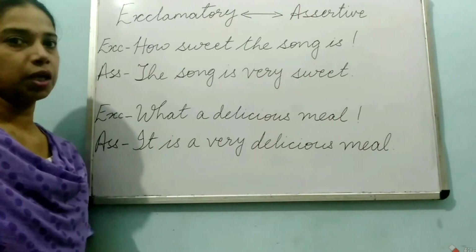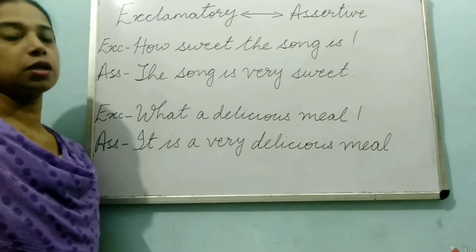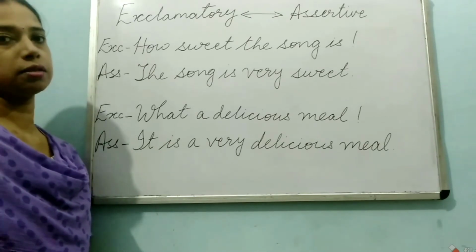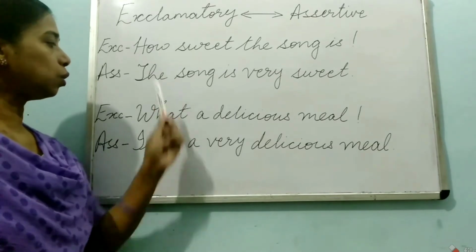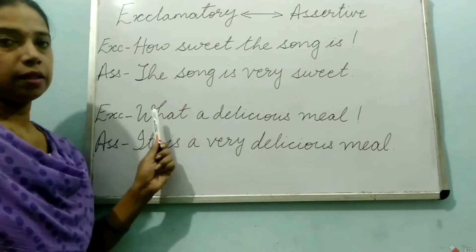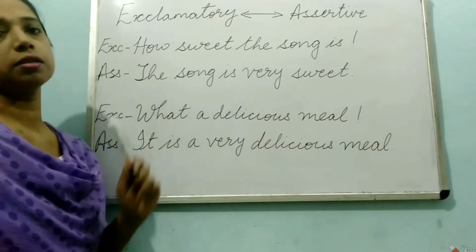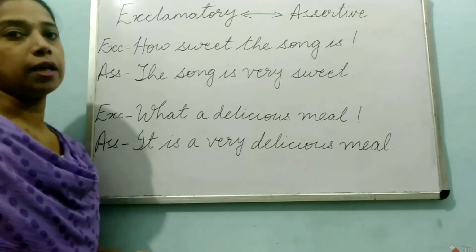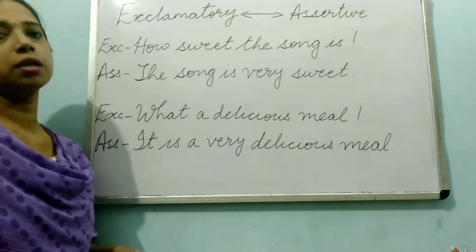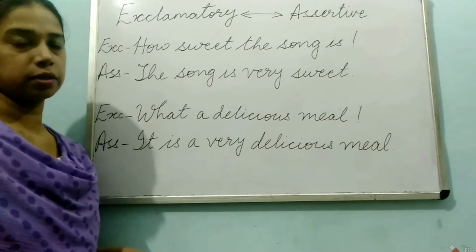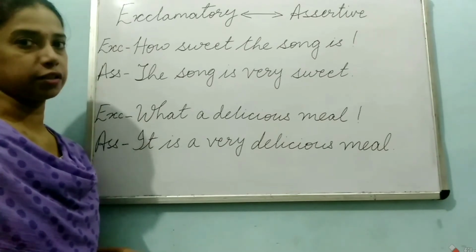vice versa. Now the first rule is that when your exclamatory sentence begins with how or what, then in the assertive sentence they are removed and in its place we use the words very or great before the adjective.